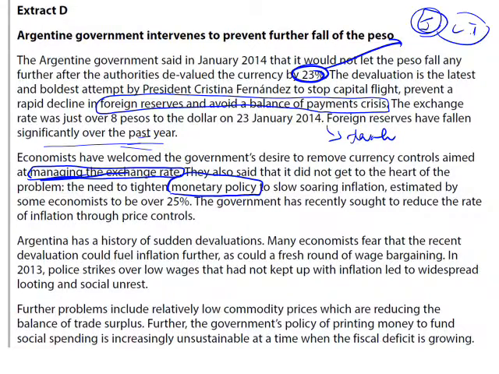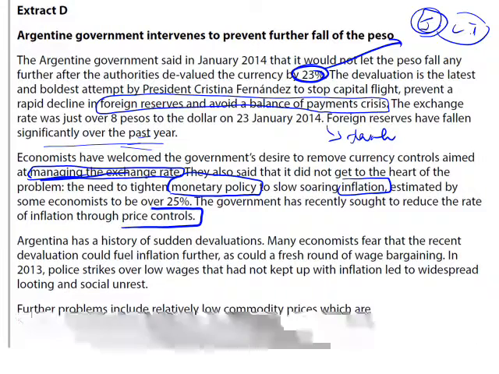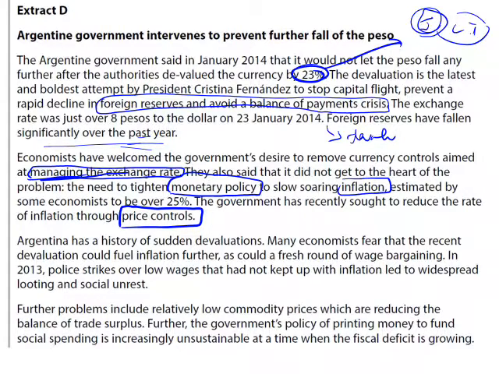So reference to the link between inflation and monetary policy, estimated by some economists to be over 25%. The government has recently sought to reduce the rate of inflation through price controls. So they aren't trying to reduce inflation by having higher interest rates. What they're actually doing is intervening through regulation.